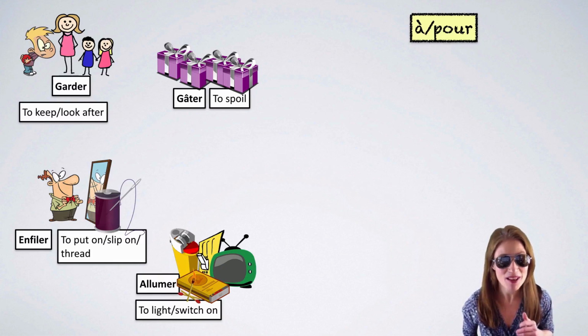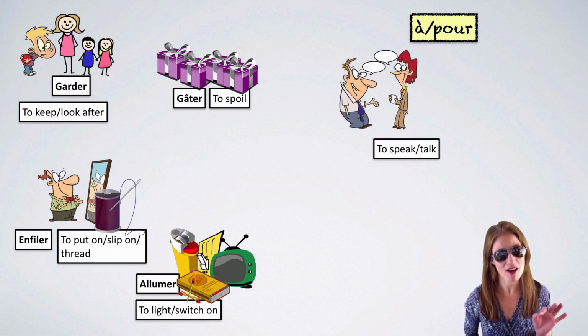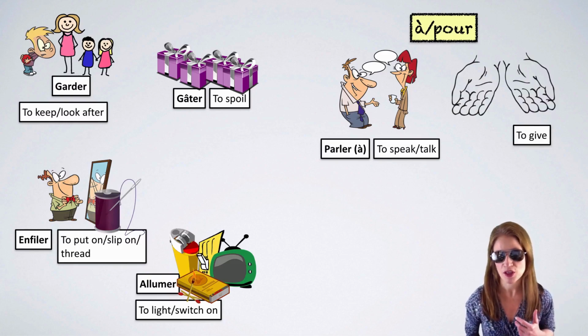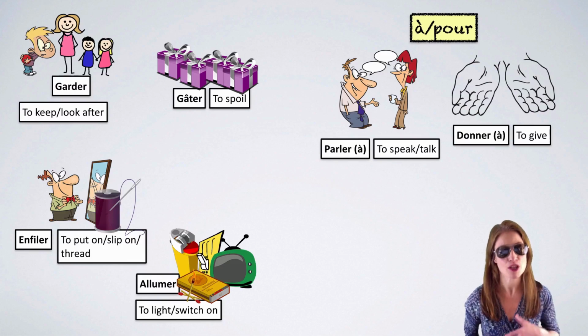Often with an accent on the à, sometimes pour, most of the time it's à. For example, to speak or to talk is parler à, because you speak to someone. To give, donner à, because you give something to someone.